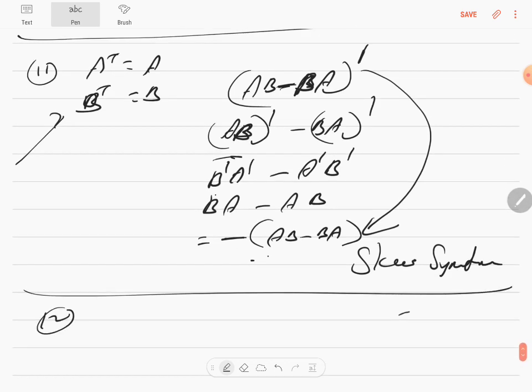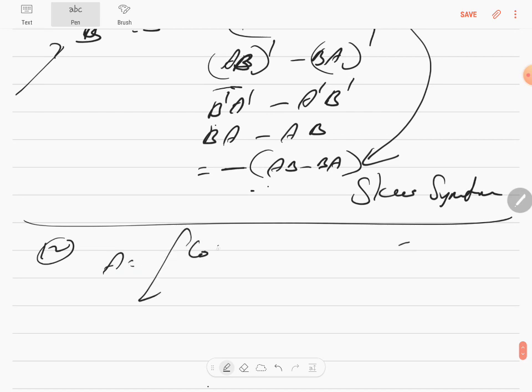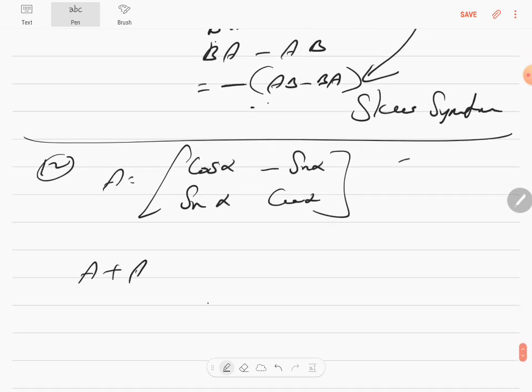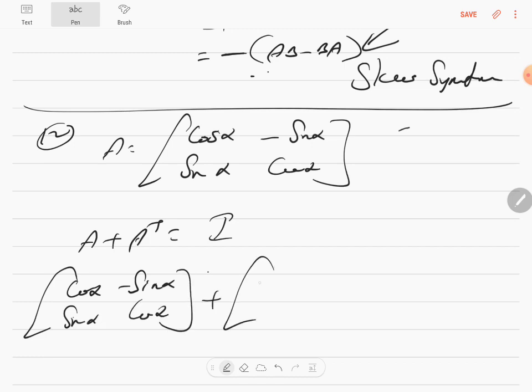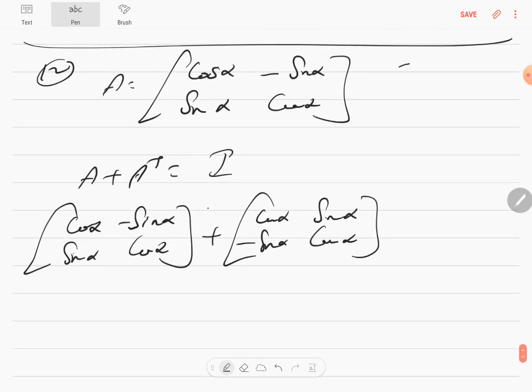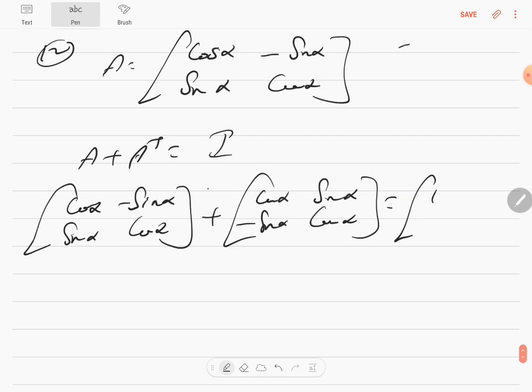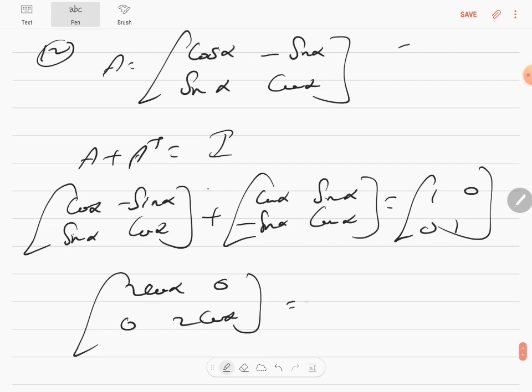The 12th question, where they are asking A is equal to, they're saying cos alpha, minus sin alpha, sin alpha and cos alpha has been given. They are saying A plus A transpose is equal to I. What is A? cos alpha, minus sin alpha, sin alpha, cos alpha is A. Let's write A transpose, cos alpha, sin alpha, minus sin alpha, cos alpha, is equal to I. It's been given 1, 0, 0, 1. So let's add this. You get 2 cos alpha, 0, 0, 2 cos alpha is equal to 1, 0, 0, 1.